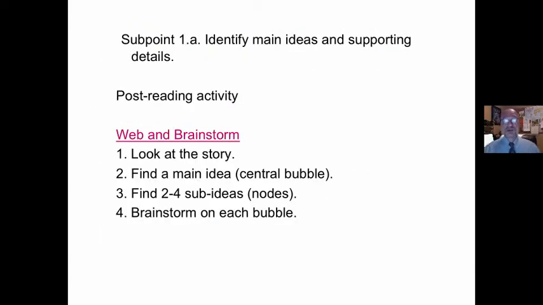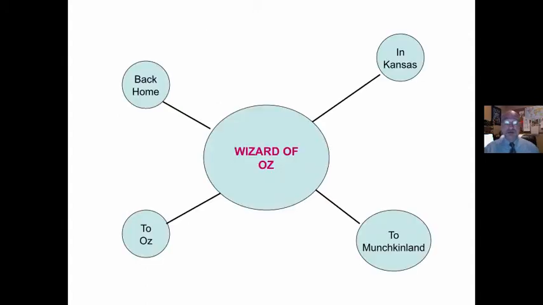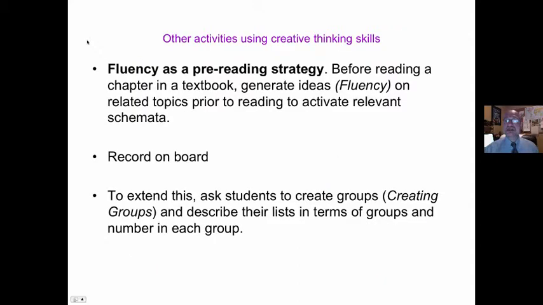If we want students to identify main ideas and supporting details, web and brainstorming. There's the process. Look at the story, find main ideas, find sub-ideas, and brainstorm on each bubble. Wizard of Oz, brainstorm, brainstorm, brainstorm, divergent thinking. That's a great post-reading activity, better than a stinking comprehension worksheet.